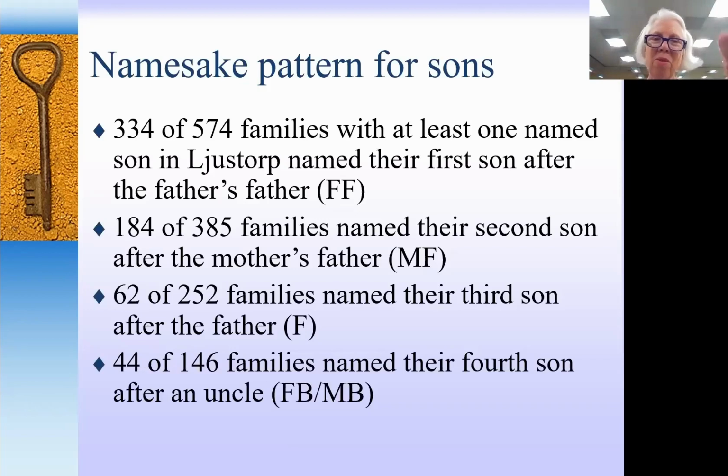Now, the reason the numbers don't match in the number of families is because some people didn't have a second son. Some people didn't have a third son. So that's 252 families that had a third son. 62 of them named their third son after the father. And then 44 of 146 families named their fourth son after an uncle, a father's brother or mother's brother.